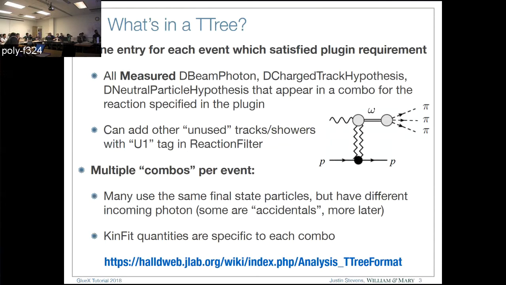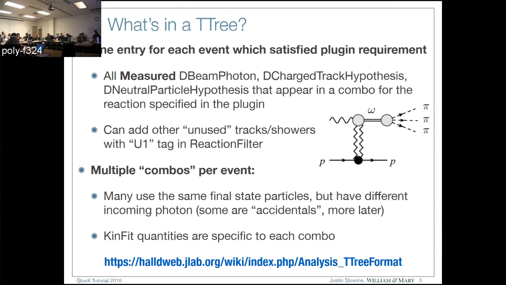We do store some composite information about the unused tracks and showers. So if we were looking for this reaction and there were 4 charged particles, then we would store the sum of the extra energy from one of those extra tracks that didn't fit into the combo. And so we have some kind of aggregate information about the extra energy and extra tracks in the event that you can use at the analysis of the tree stage. So that's the event-wise information.